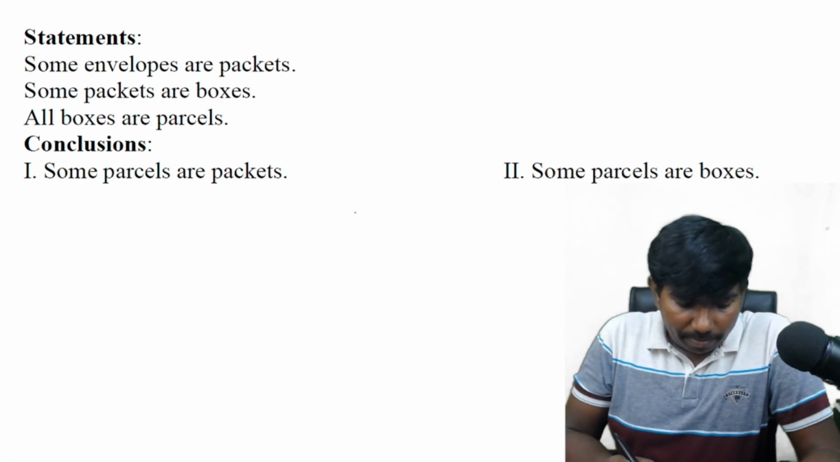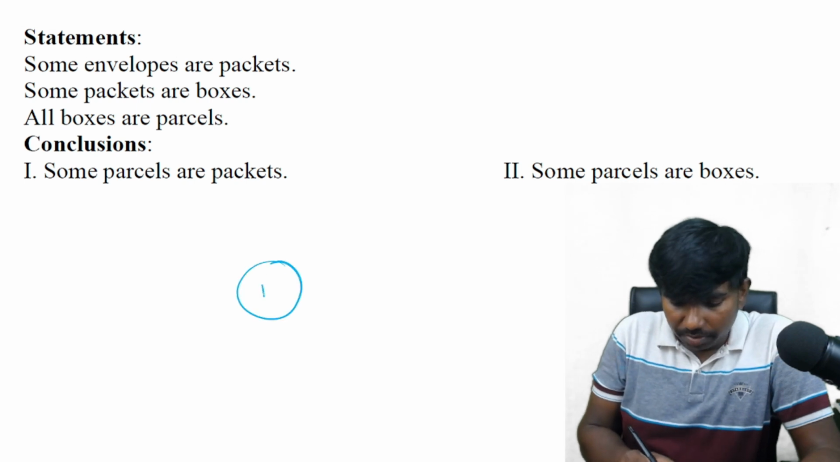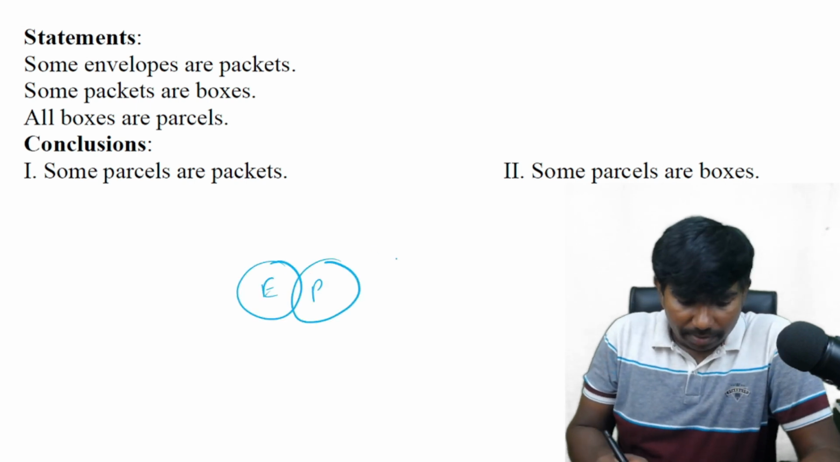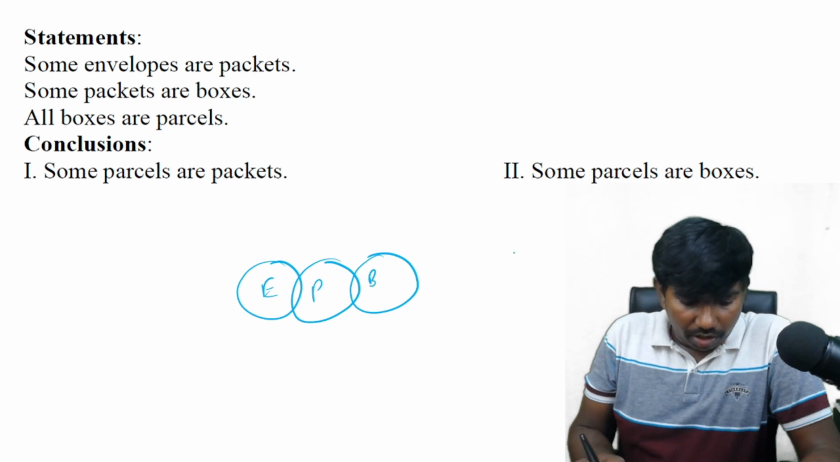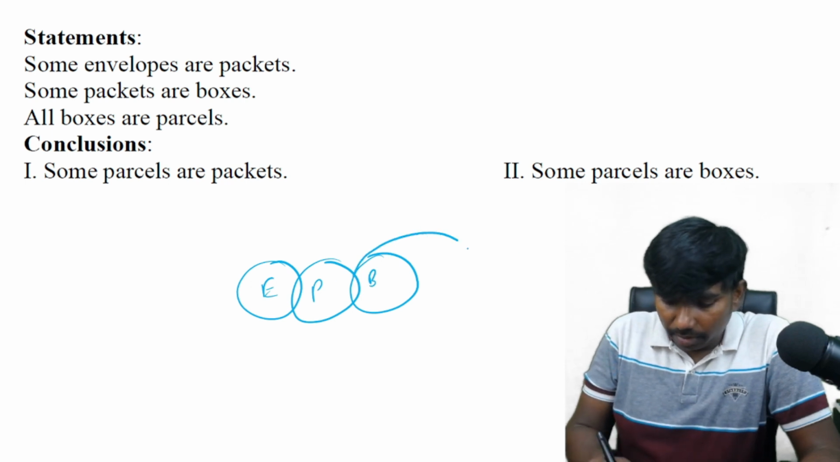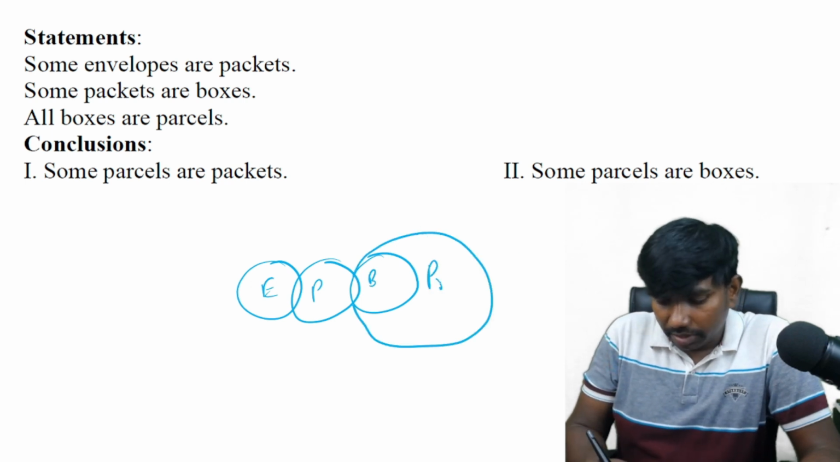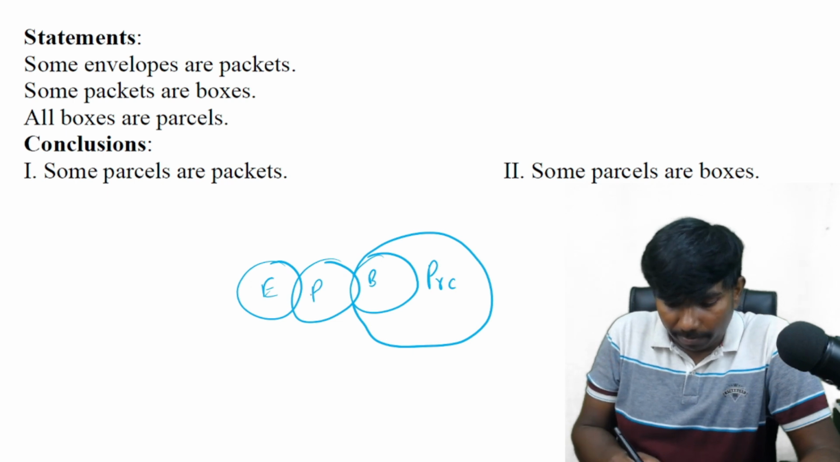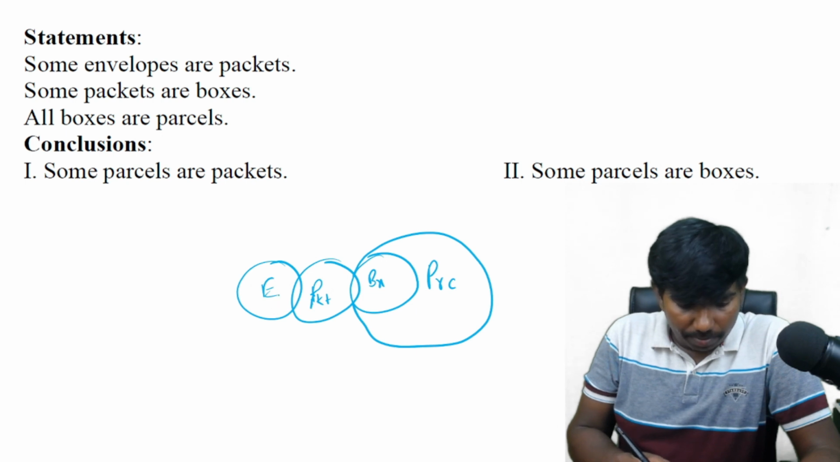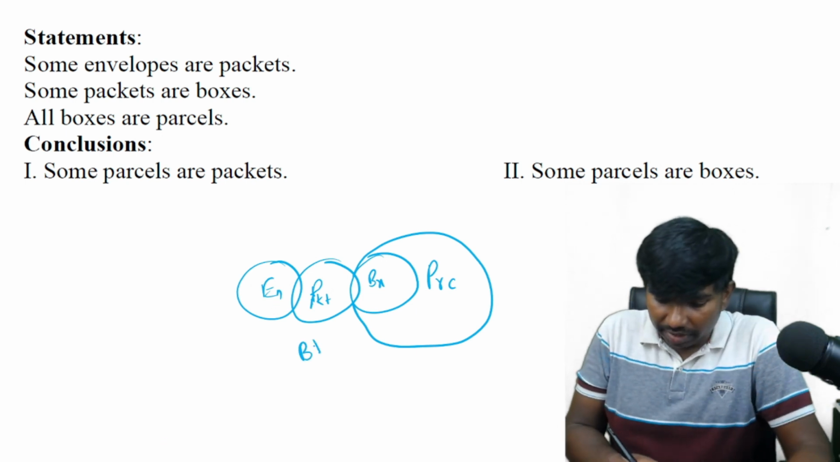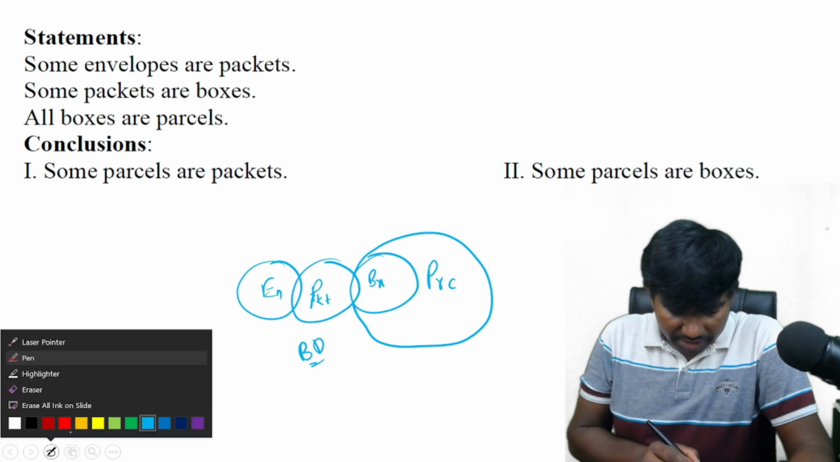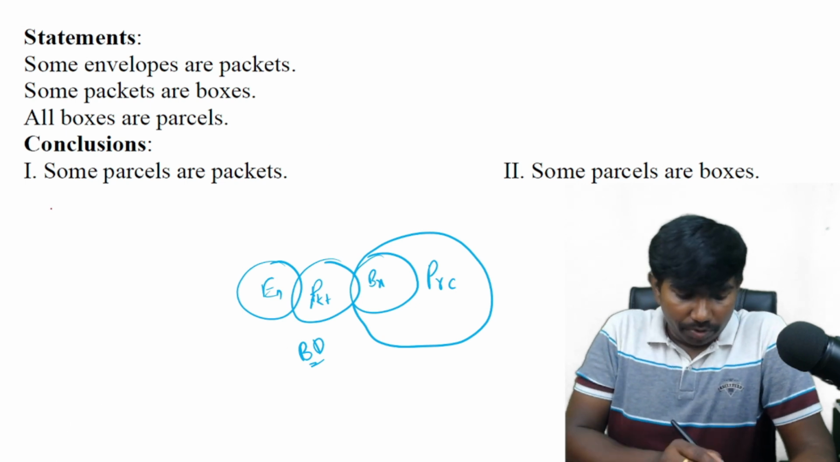Some envelopes are packets, some packets are boxes, all boxes are parcels. PRC I'm using for parcel, PKT for packet, and BX for box. Next, envelope EN. Okay, so this is the basic diagram. From this diagram, verify the conclusions one by one.